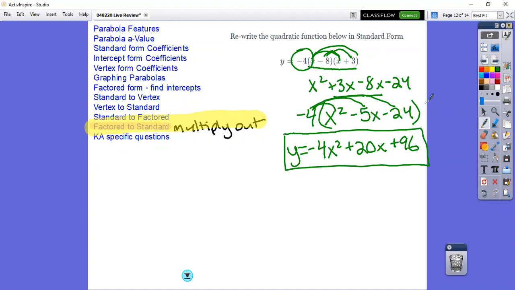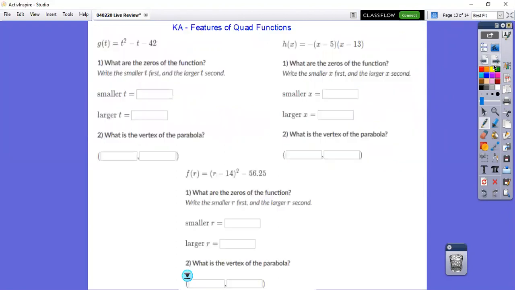Okay, so that is everything for the quiz wise. I have had a lot of questions on Khan Academy, so even though I've gone over all the concepts, I did take these and do Khan Academy specific questions. So that's going to be the last thing that I cover here.